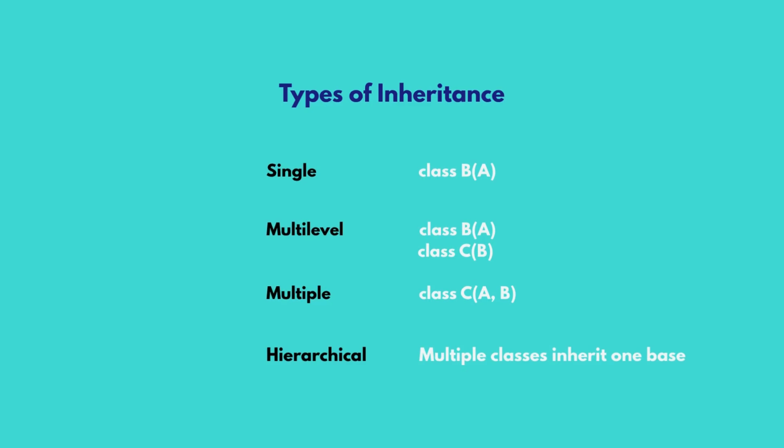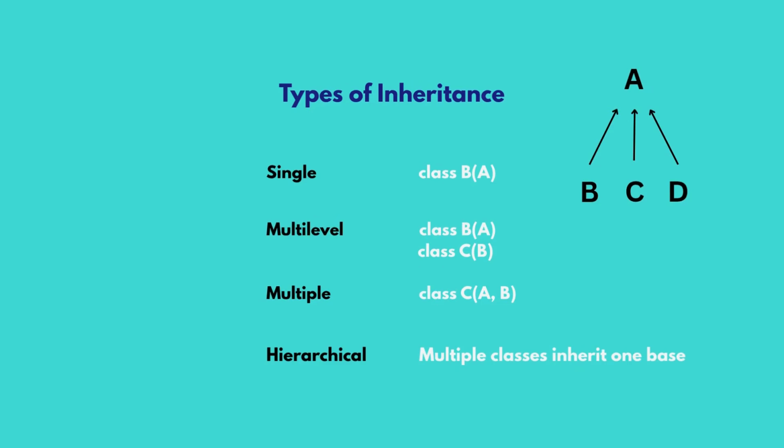Now we have the multiple inheritance. So multiple inheritance means that a single class is inheriting from multiple classes. So for example, class D, I am inheriting the properties of A, B and C. So all the methods and all the properties of A, B and C will be available to class D. This is multiple inheritance.